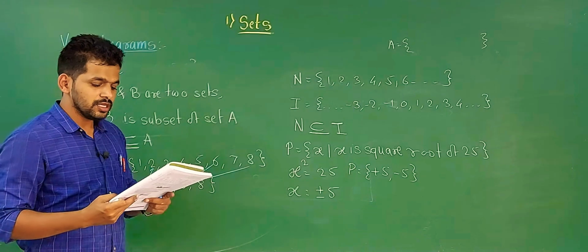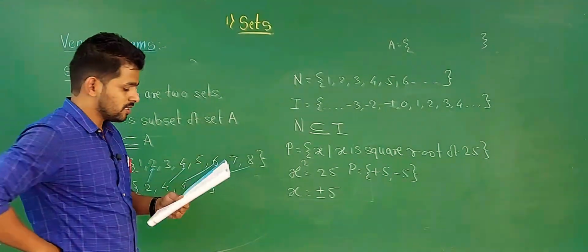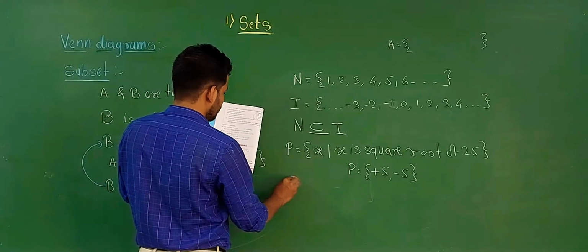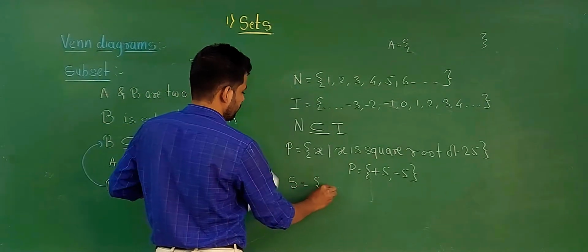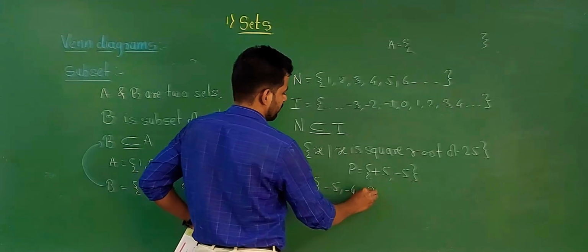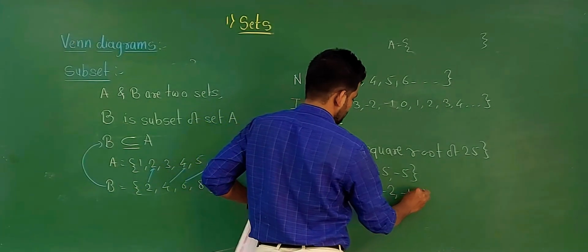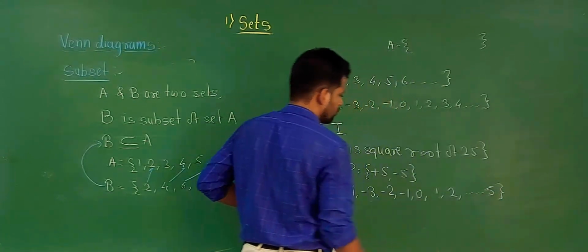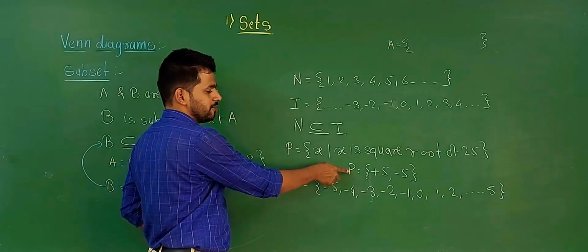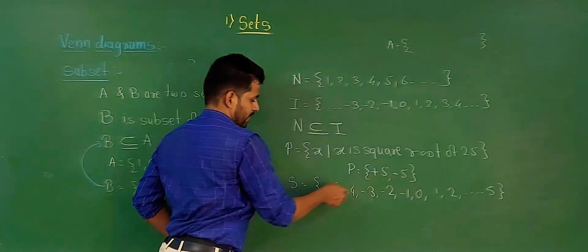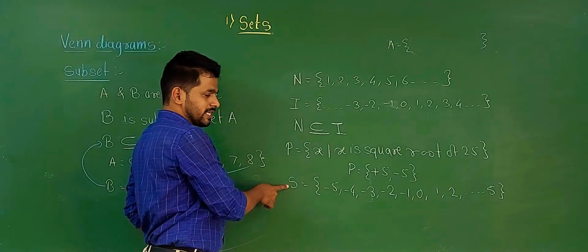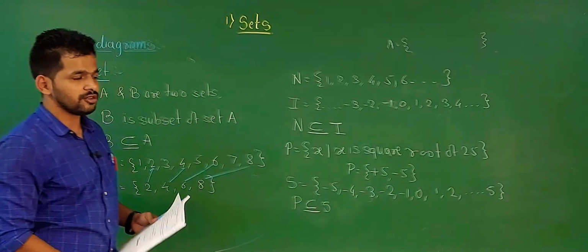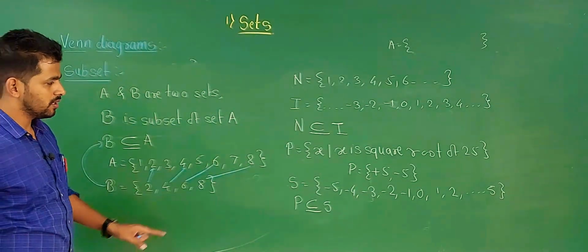Next one, set S is a set of every integer, that is S is equal to, in curly brackets, minus 5 minus 4 minus 3 minus 2 minus 1 0 1 2 3 4 5, up to 5. So every element of set P, that is plus 5 and minus 5, is present in set S. Therefore P is a subset of S. P is a subset of S. Understand?